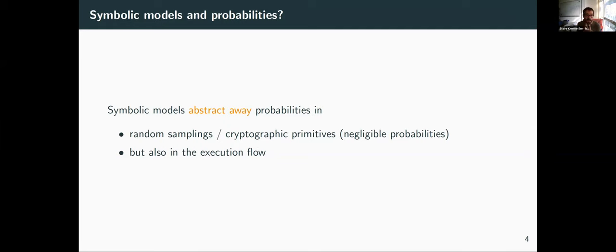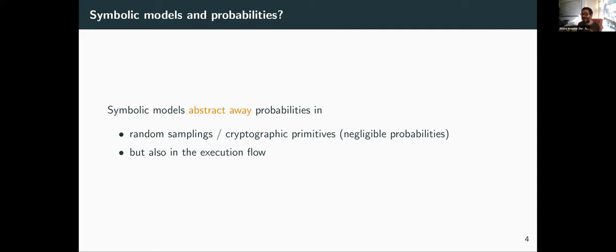But one of the things is that we also completely abstract away probabilities in the execution flow. So you cannot, for instance, say: with probability 1/2, I will do one action, or with probability 1/2, I do something else. And here, when I'm saying 1/2, I mean this could be really in the execution flow.